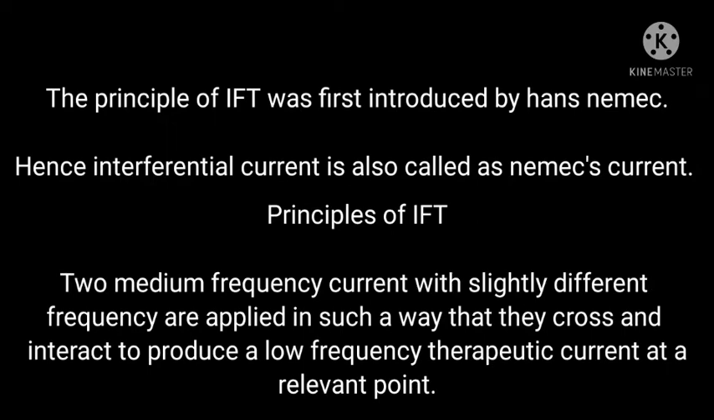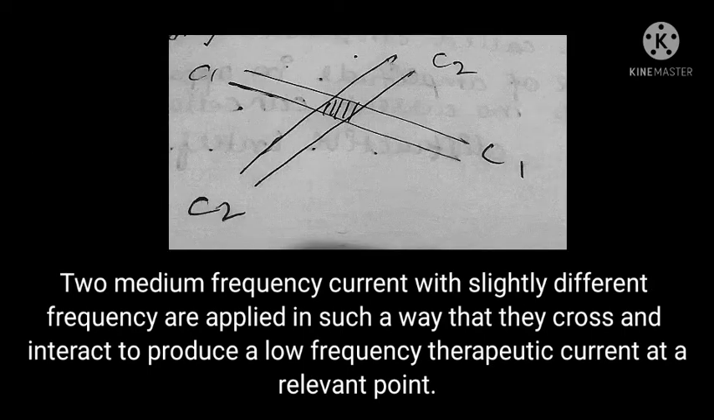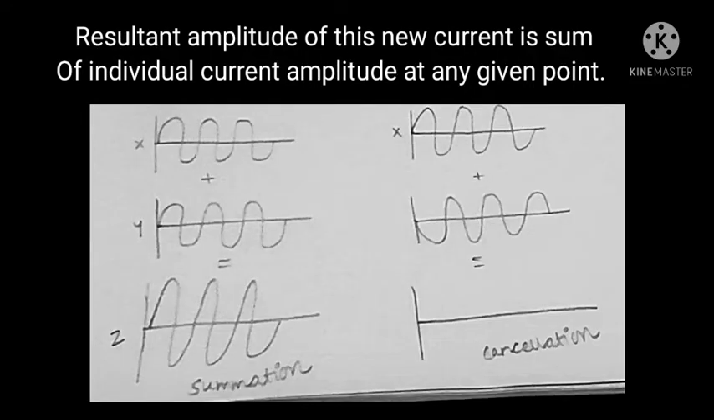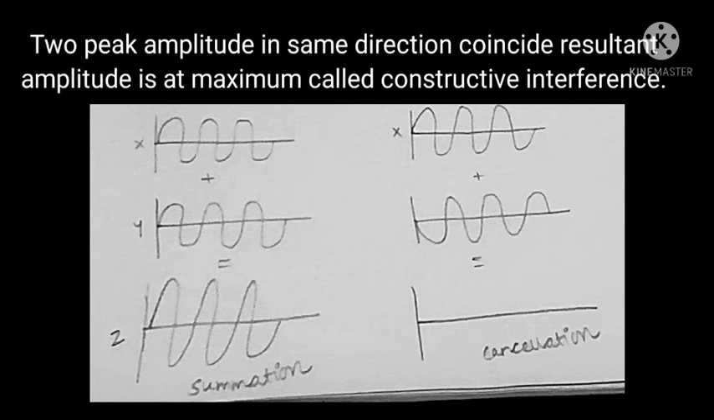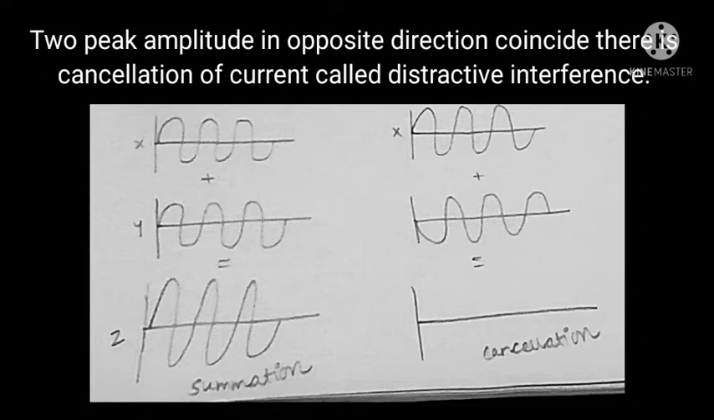Principles of IFT: two medium frequency currents with slightly different frequencies are applied in such a way that they cross each other and interact to produce a low frequency therapeutic current at a relevant point. The resultant amplitude of this new current is the sum of individual current amplitudes at any given point. Two peak amplitudes in the same direction coincide, and the resultant amplitude is at maximum, called constructive interference. Two peak amplitudes in opposite directions coincide, and there is cancellation of current, called destructive interference.